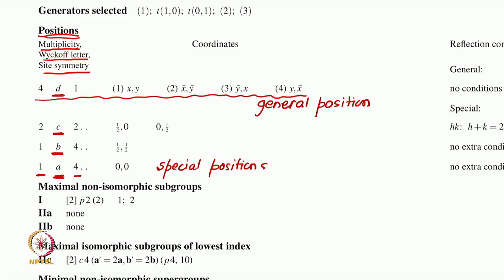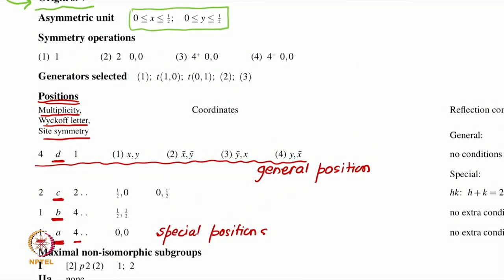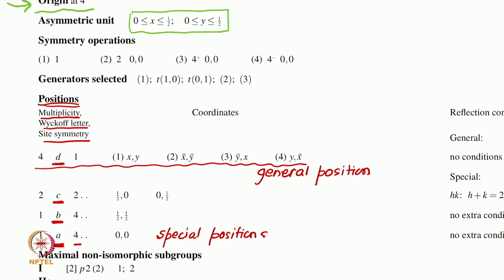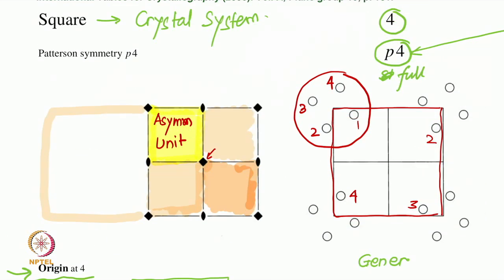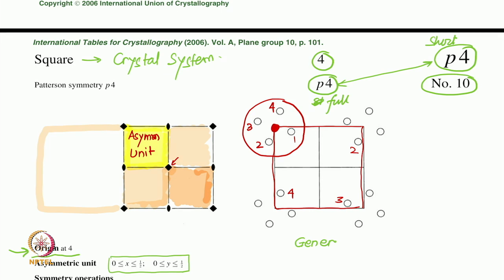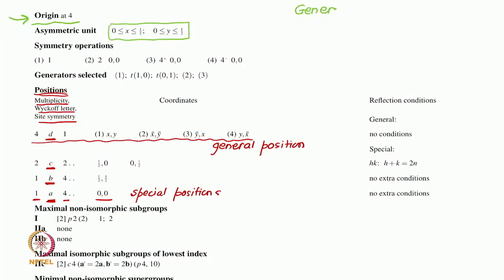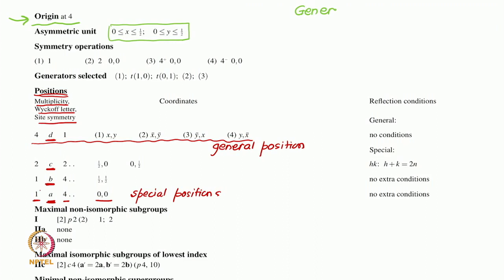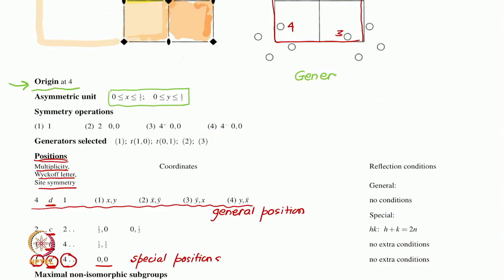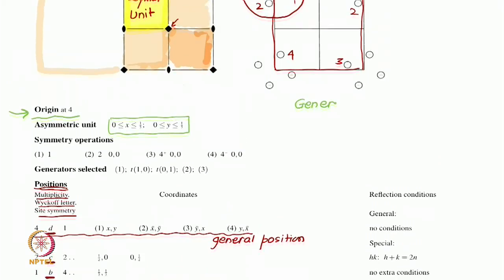And what it is saying is that instead of a general position, if you put a point on a position which has symmetry 4, what are the coordinates? 0, 0. So if I place my point at the origin itself, then the fourfold will not create any new position and it will remain there. You have just this fourfold. The other twofolds and fourfolds have no meaning because they are products of the fourfold. So there is only one position, so multiplicity is 1, highest symmetry A, the site symmetry is 4, because it's a fourfold axis.